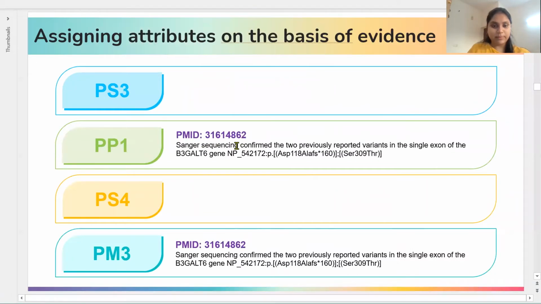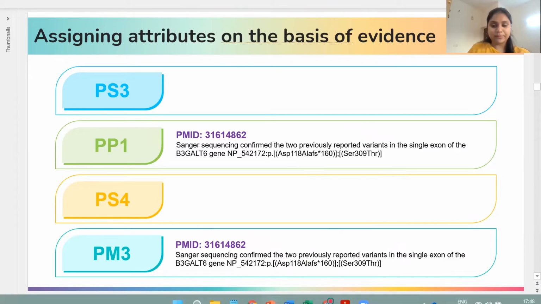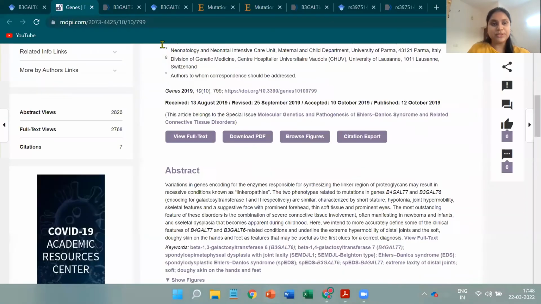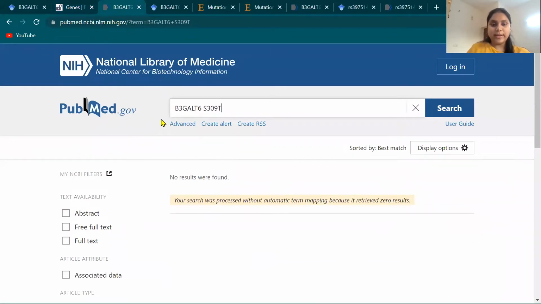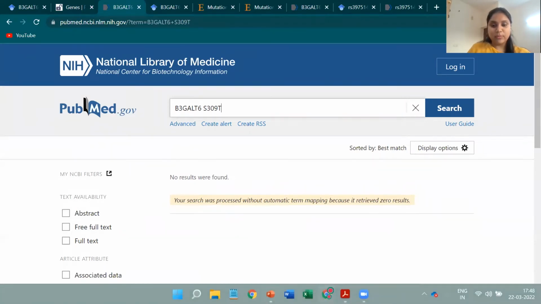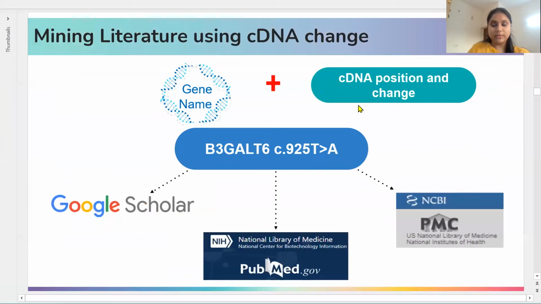So I have put in PP1 as well as PM3 for this variant. Now let's search using this protein change on PubMed. When I did that, I did not find any specific literature on PubMed. Therefore, we will move ahead and search using the cDNA change, which is C.925T2A.